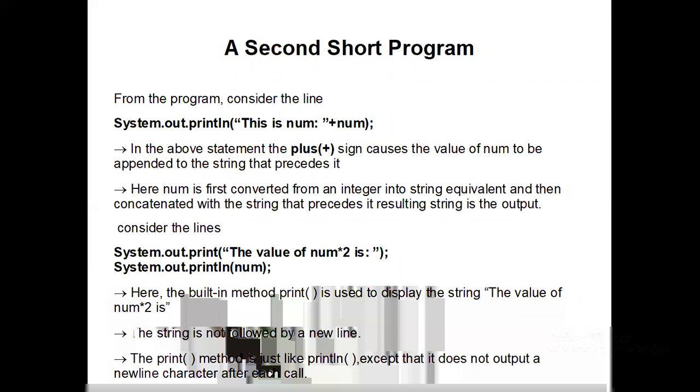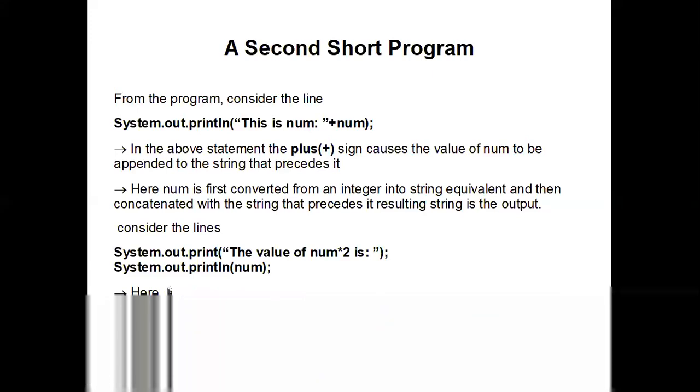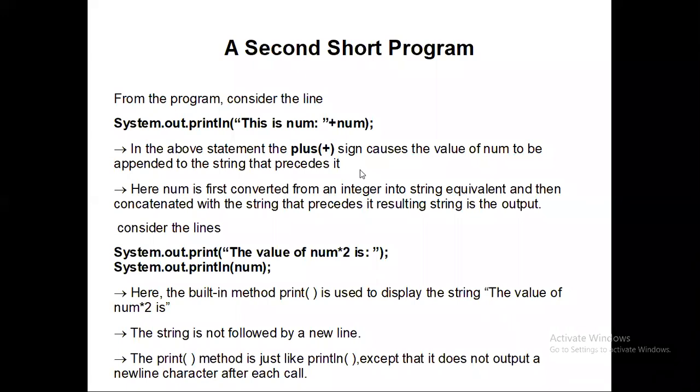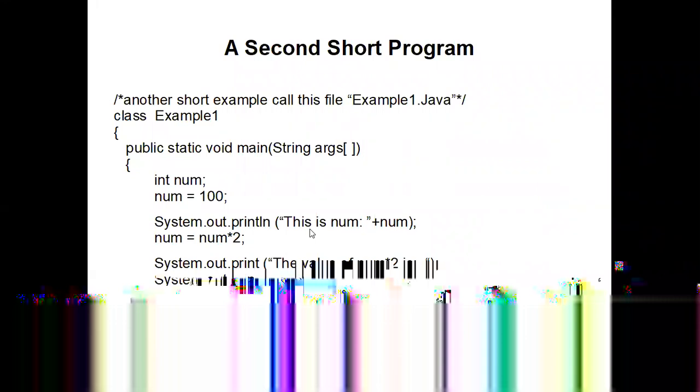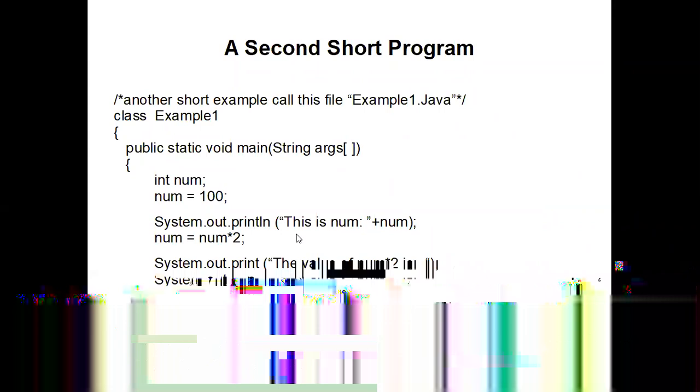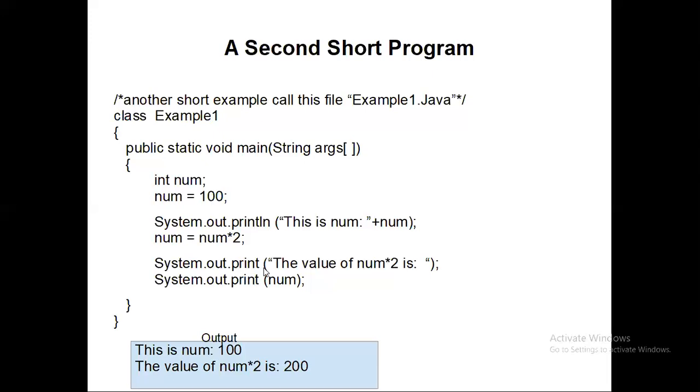Sir, in this last program, in System.out.println, can we also use a plus num after the double quotes? Yes, you can use that. It is not a problem, you will get the same output. The only thing is, in order to explain about print without ln, they have given the statement like this. You can use println also; it is not a problem. To explain about print, they have given two statements.